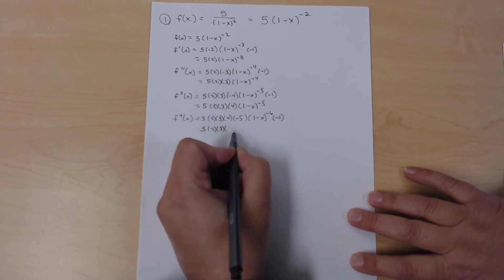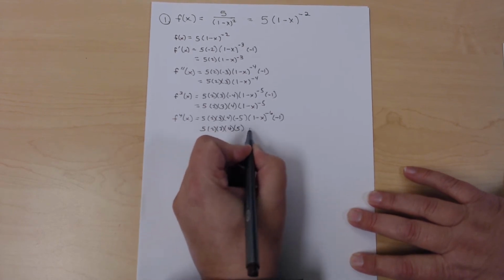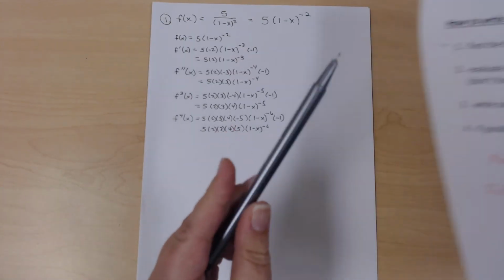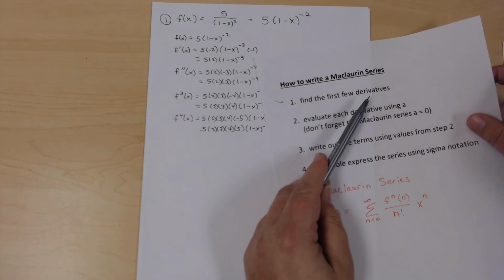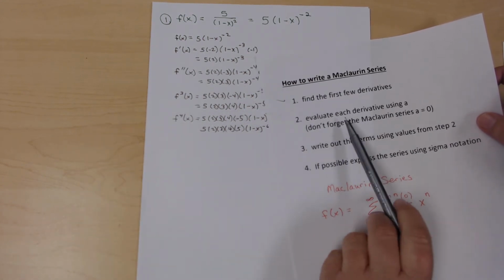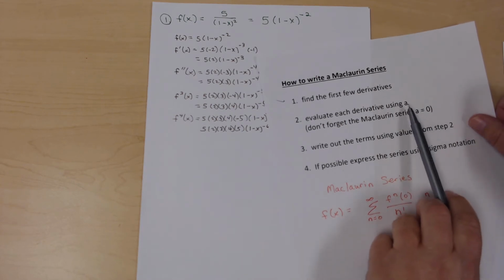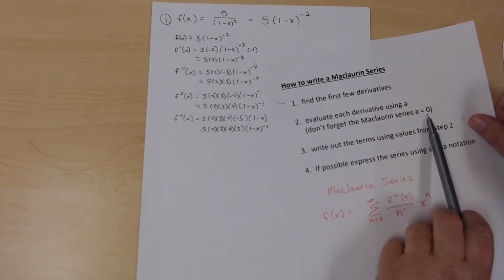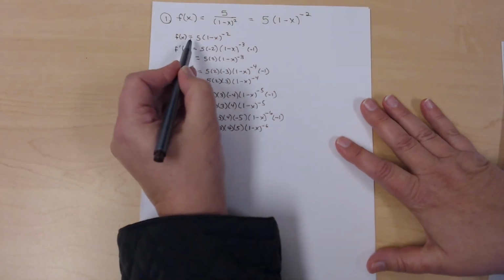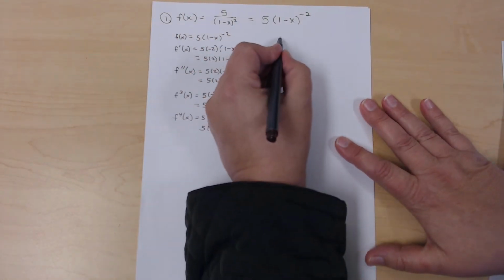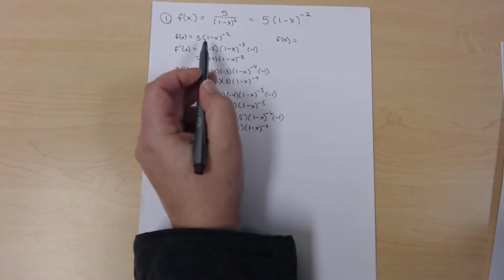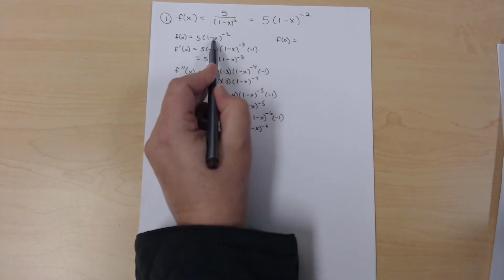Okay, so the very first step, I'm writing these down, is to find the first few derivatives. Okay, done. We've got more than enough. Now we're going to evaluate each derivative at a, and a is 0. So we're going to evaluate each of these when x is 0. Okay, so f of 0. I don't think I'm going to write it out. I'm just going to take a 0 and plug it in here.